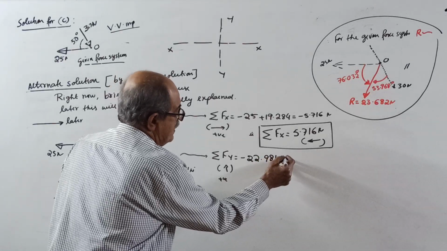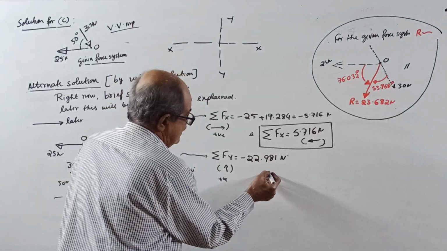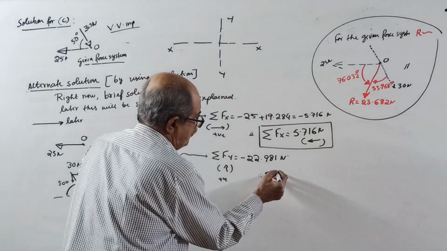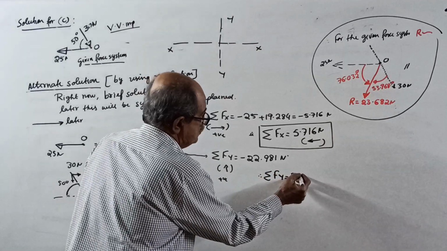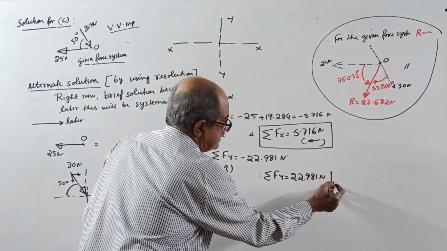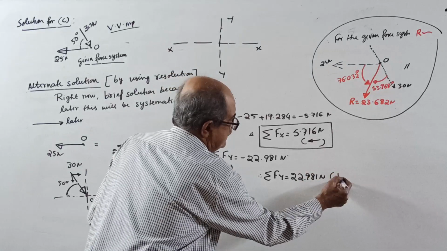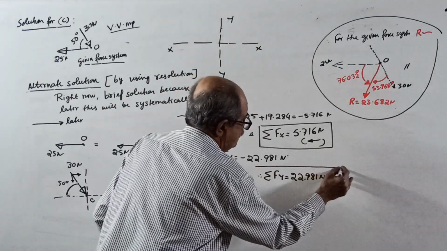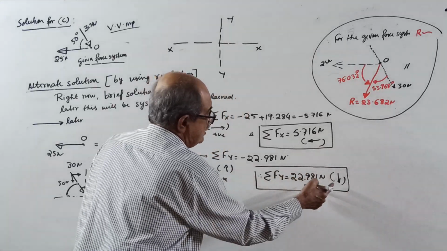Those people who comment like that, let them comment. Therefore, your sigma Fy is equal to 22.981 Newton to the downside. See, that much it is down. Why? Because you took upward positive, negative came, so it is down. Okay.